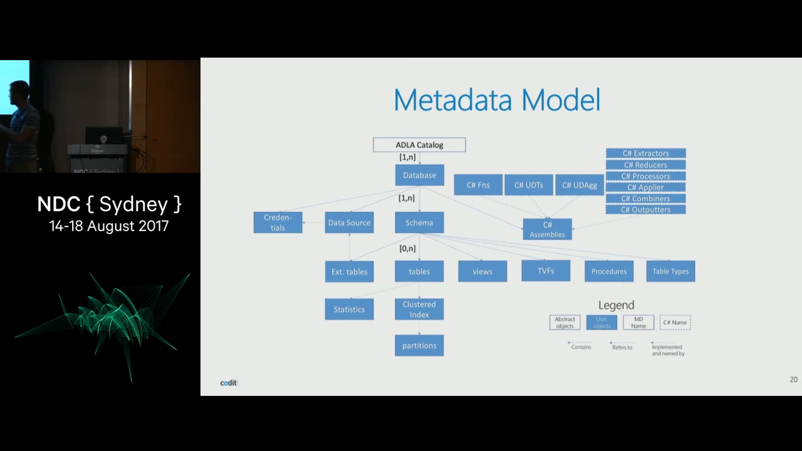This is a big overview of the metadata model. I won't go into detail because of the time, but you can basically see that you have an Azure Data Lake Analytics catalog, which is your instance in Azure, under which you can have multiple databases. Basically, like you have with a database server, you can have multiple databases and then limit who has access to which database. And then under there, you also have linked data sources, schemas, tables, etc. And also C# assemblies that can be used in the scripts for that extensibility.